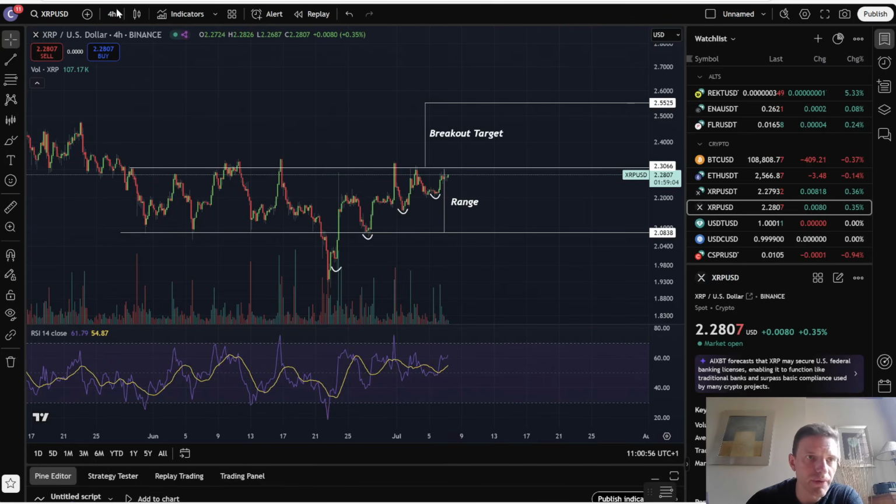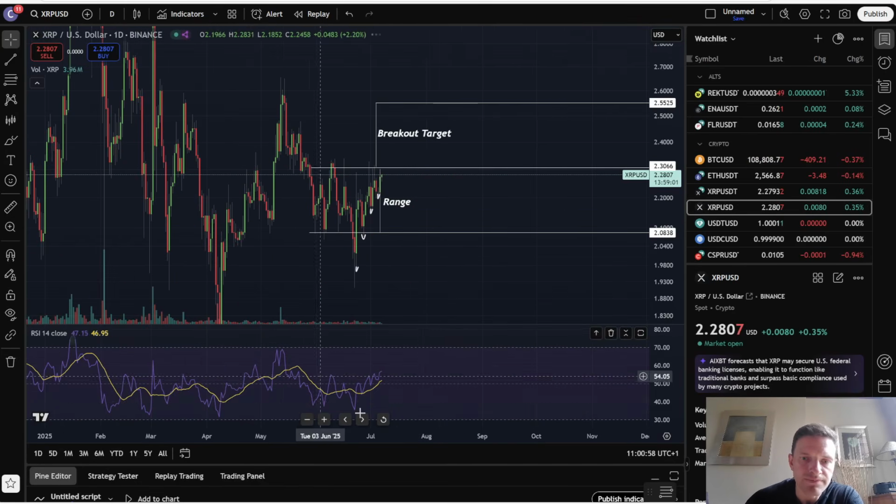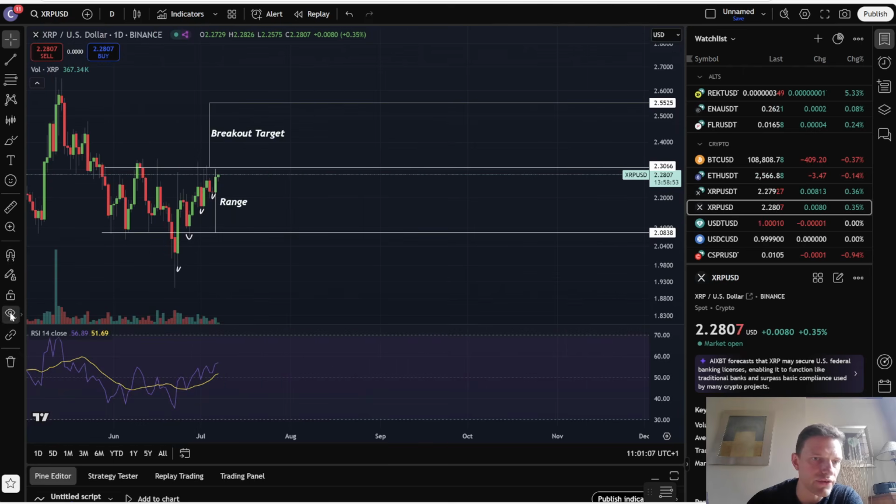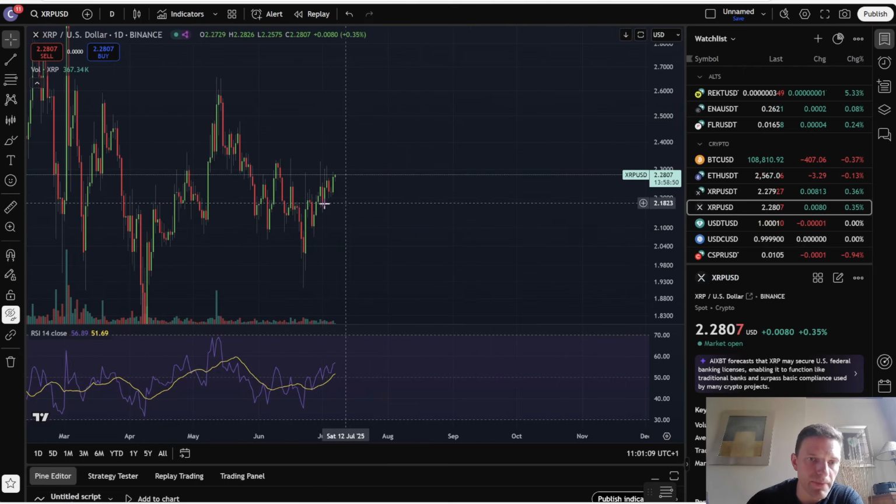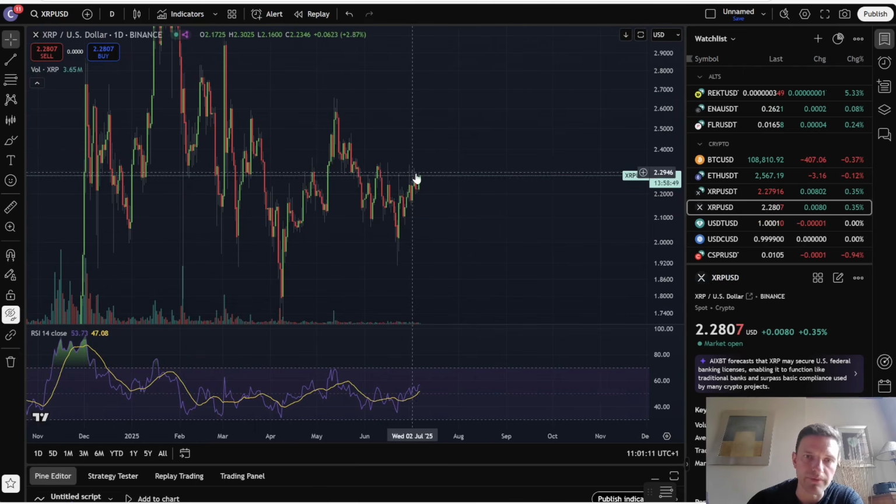You can see the RSI is broken to the upside. If I take us to the daily, the RSI is starting to look a little bit exciting. We're above 50. We're breaking previous RSI highs. You could say it's a bearish divergence for now, but as we're continuing, I'm going to take the drawings off. As we're continuing, this to me looks more and more exciting as time goes on.